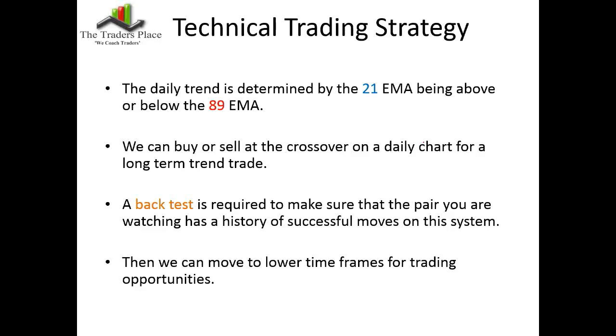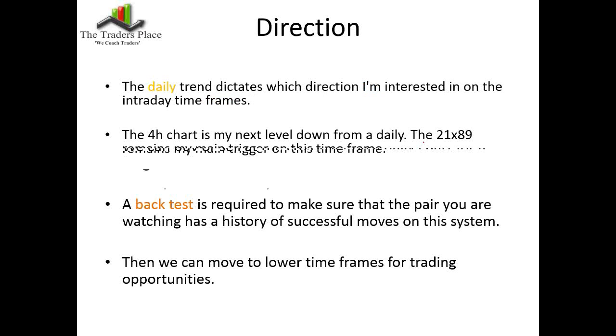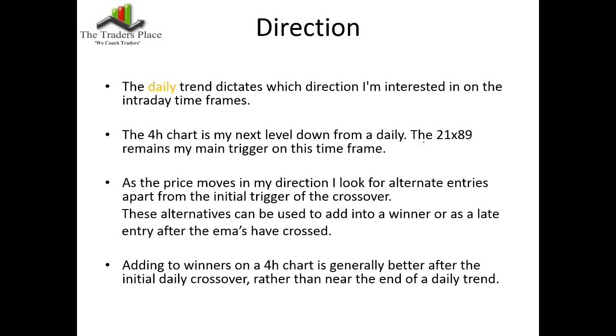Okay, today I'm going to share some technical strategy, and everything I share is what I use to make my trades. And we're going to start off just on the dailies, and I use the 21 and the 89 exponential moving averages to determine the trend. So if the 21's above the 89, the trend is up, 21 below the 89, the trend is down. On the currency side, I do buy or sell at the crossover on the daily charts for a long-term trend trade. The goal here is to have a position in the market for anything up to 12 months.